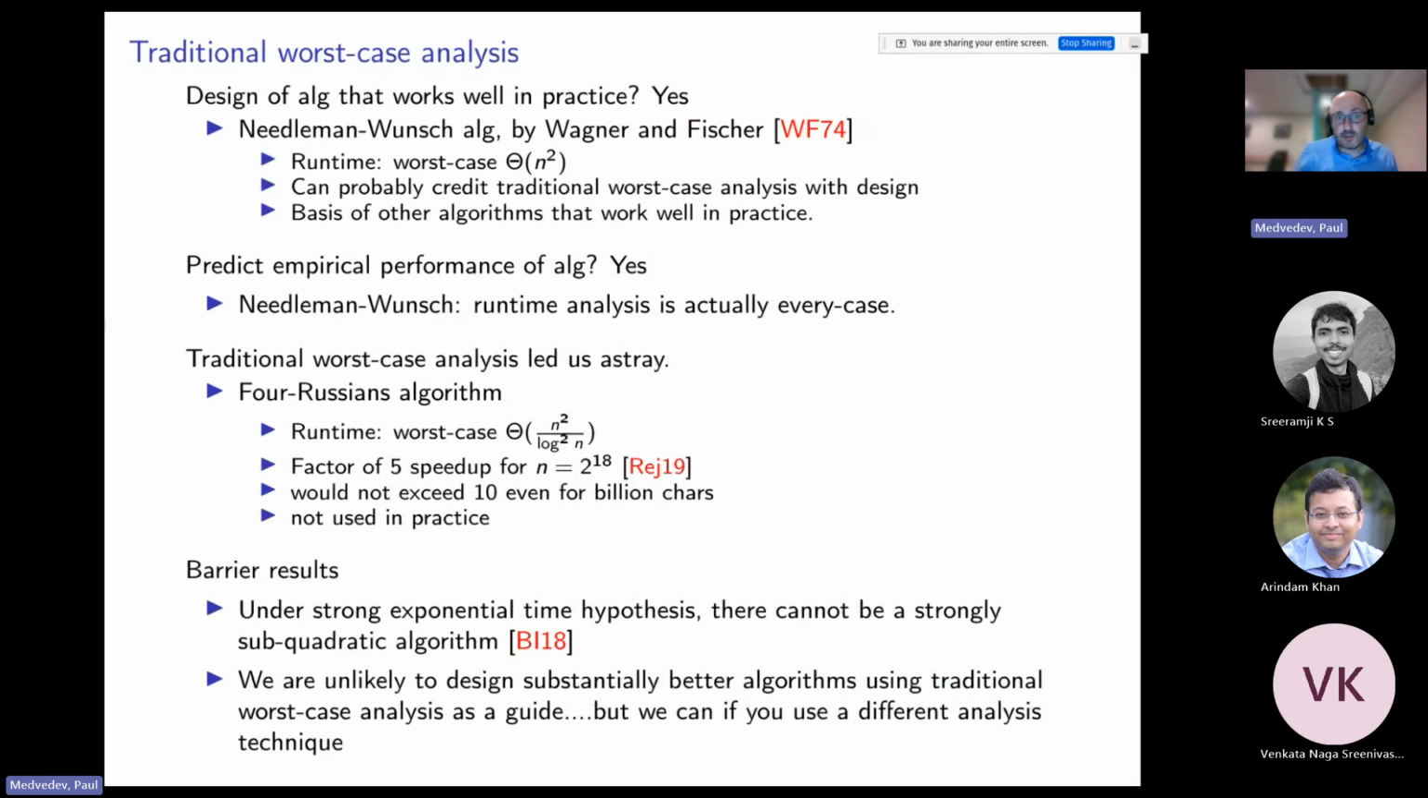So I guess this is good for traditional worst case analysis, but I do want to point out that it's also led us astray. In terms of being a yardstick by which to design an algorithm, people were looking to improve this n squared, and the fastest known runtime is due to the Four Russians speedup of Needleman-Wunsch, which gives you a worst case time of n squared over log squared n.